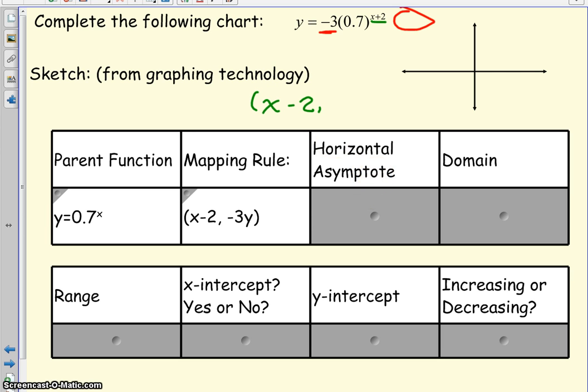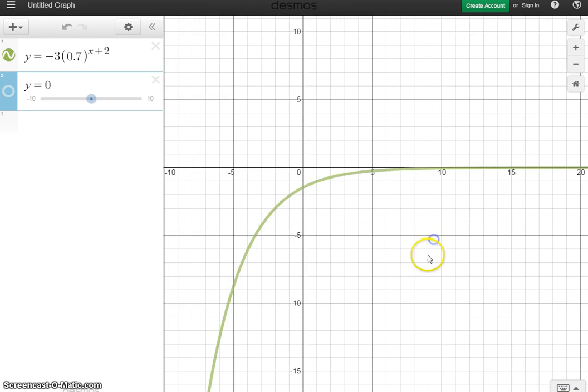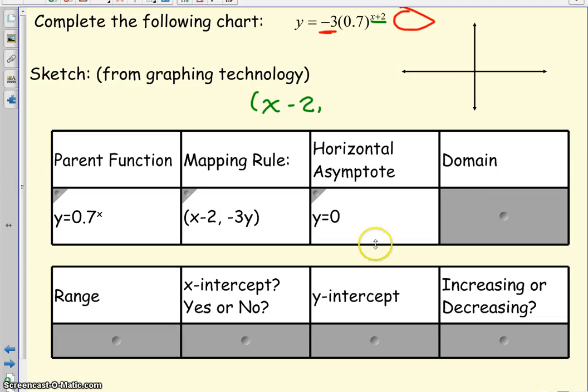Okay, for our horizontal asymptote, we should be able to see here that there's no vertical shift, so the asymptote will be at y equals 0, and I'll let you confirm that by seeing the graph right here. Okay, the asymptote is going to be at y equals 0. And then we can take it a little step further and see what else we can get. So the domain will be all real numbers, as it will be for any exponential function I'll run into, unless there's some sort of real-life restriction.